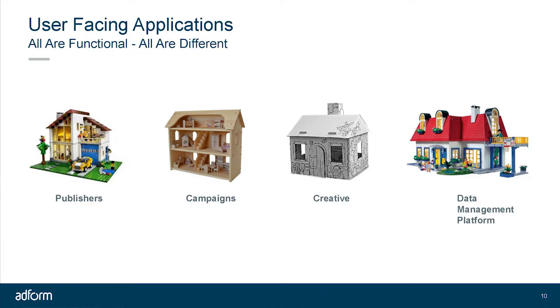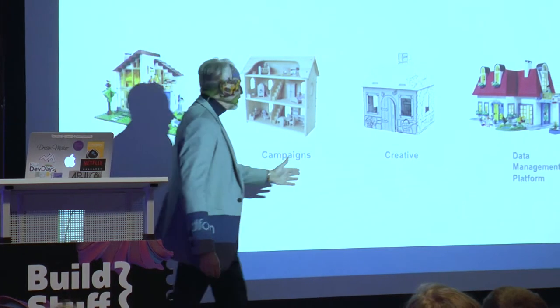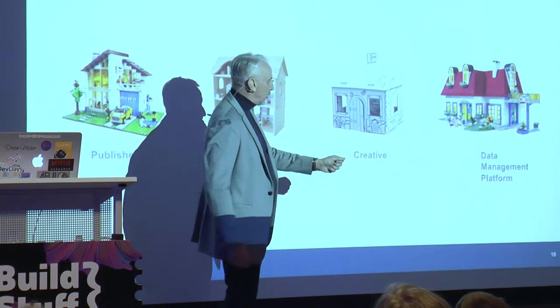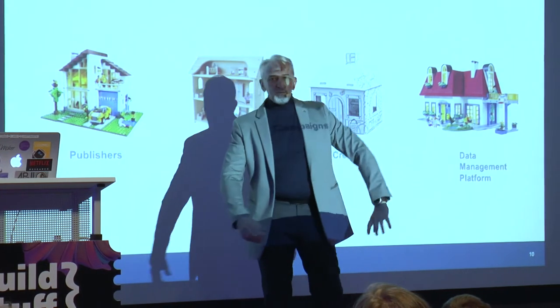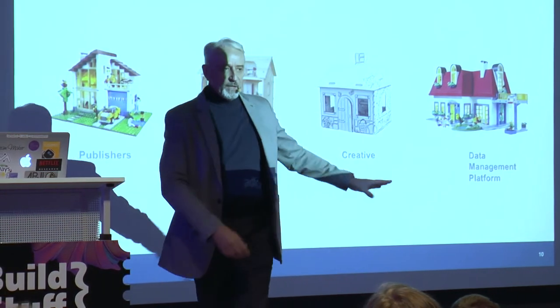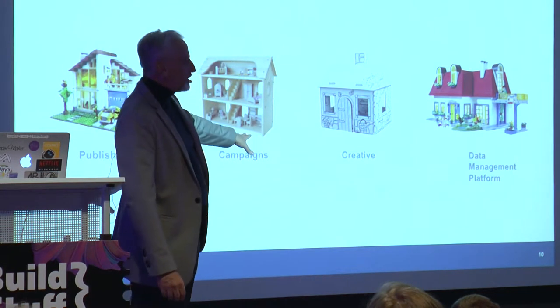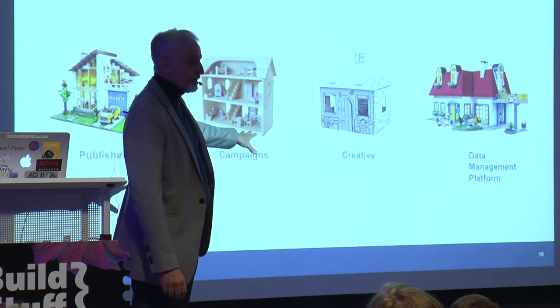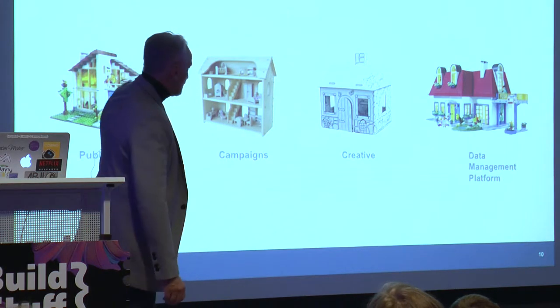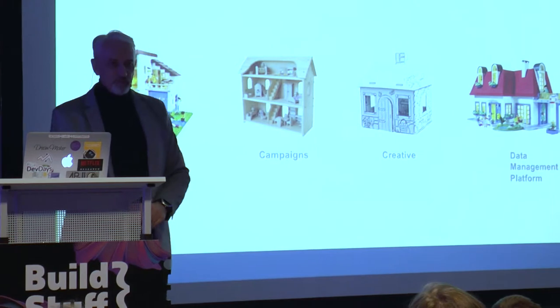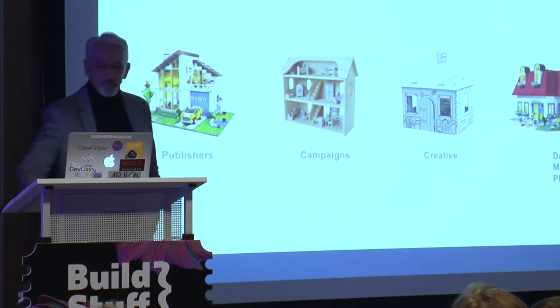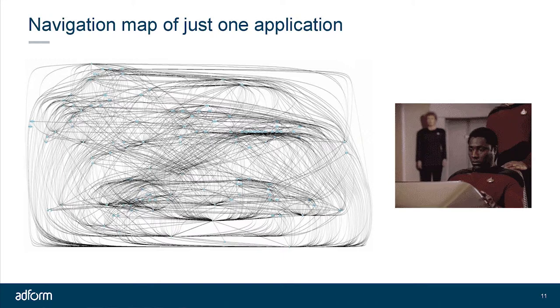Here's an example of our user-facing applications. Our publisher side of the world is made out of Lego. Our campaign side of the world is made out of a bespoke plastic model. Our creative is made out of cardboard that you get out of a book. And our data management platform is made out of Playmobil. They all work. They all look good, but they're very different from each other. The user experience is different. And as you're all technologists, you can see they're made out of different things. That's the problem.